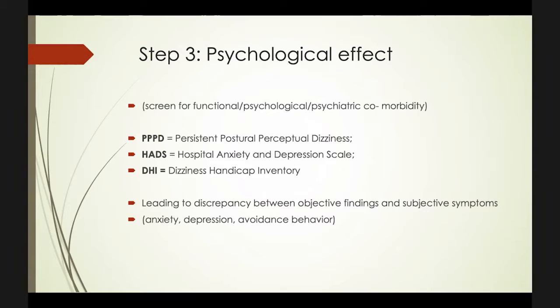They advise screening for functional, psychological, and psychiatric comorbidity to diagnose the PPPD. The Hospital Anxiety and Depression Scale can be used, and the Dizziness Handicap Inventory as well. This leads to a discrepancy between objective findings and subjective symptoms, because the psychological effect plays a major role in this, like anxiety, depression, and avoidance behavior. So the patient may restrict his movement and limit his activity due to fear of dizziness. This is what they did.